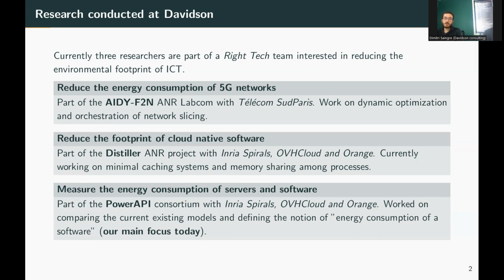And we are also part of the Power API consortium. So we are going to talk about Power API also today. And we are working on evaluating current models on how to estimate the energy consumption of software. And that will be our main focus today.